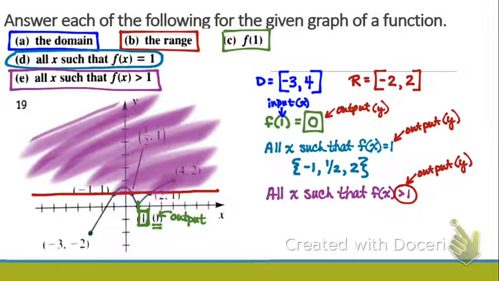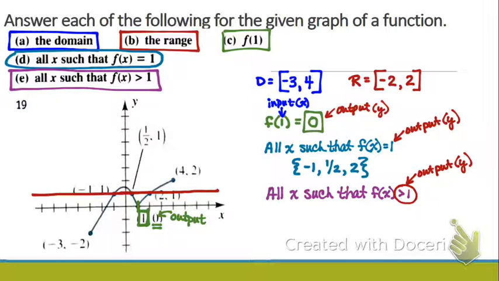I'm looking up here. All right. So I'm looking at my graph. I'm only looking above that red line. And what I'm seeing is that right here I'm above that line, right? That's part of my graph. And my output is greater than 1. Anywhere else I'm above that line? Yeah, 4, 2, it goes up there, and everything that comes before that, right? So over here, my output is bigger than 1.